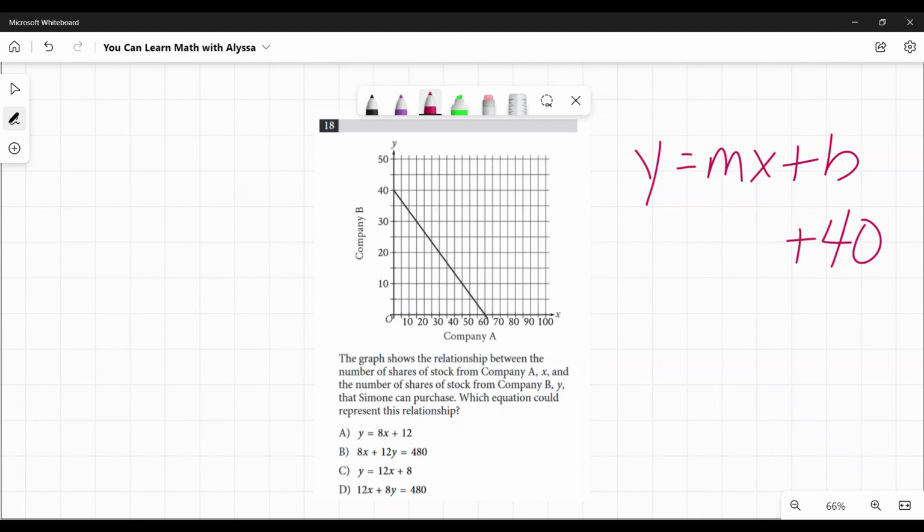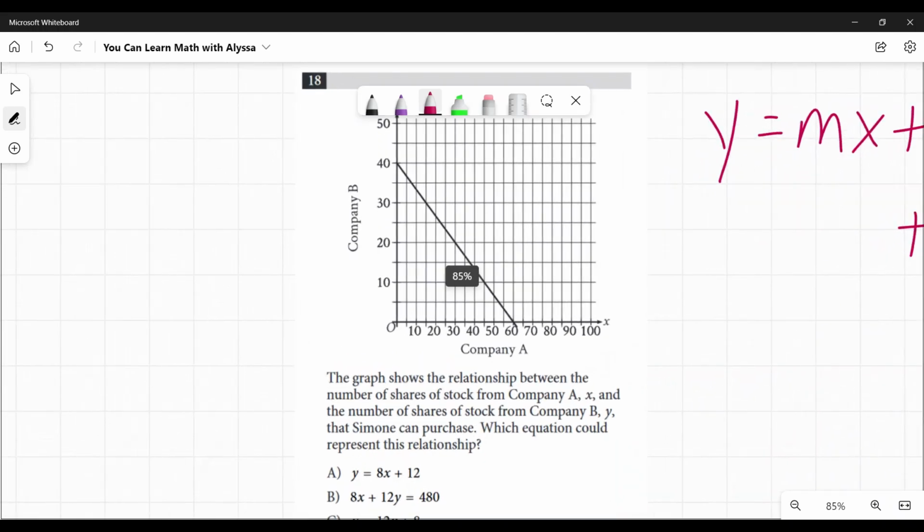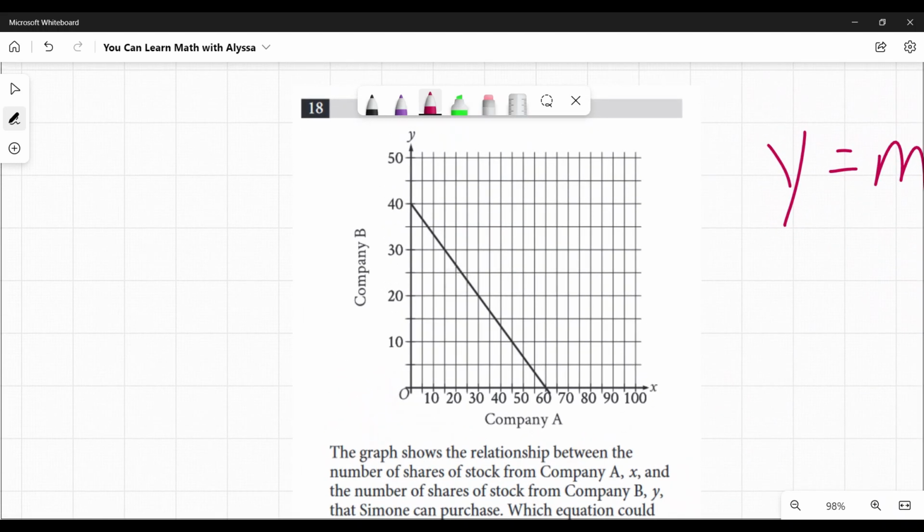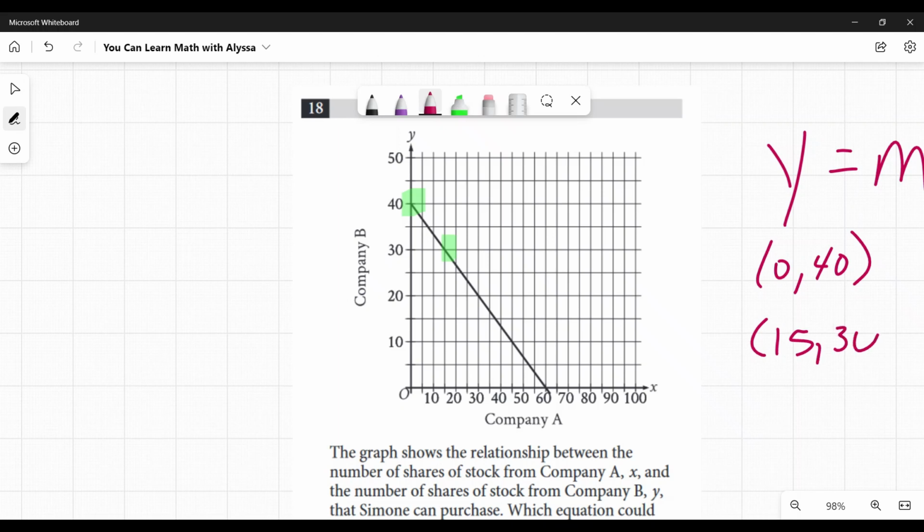Now for my slope, I'm going to pick 2 points. I'm going to zoom in a little bit here so you can really see this. And I'm going to pick that point right there and that point right there. So I'm going from 0, 40. And then this point over here is going to be, is that 15, 30. So change in y over change in x, rise over run.